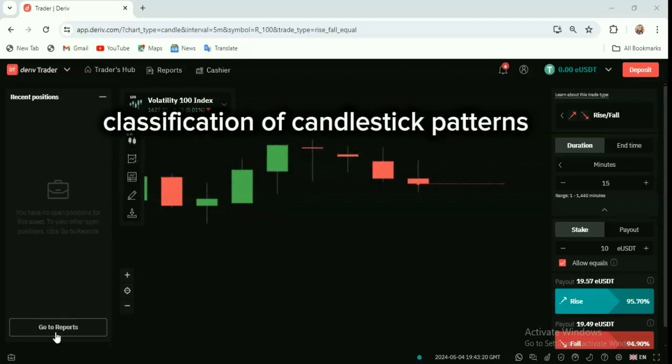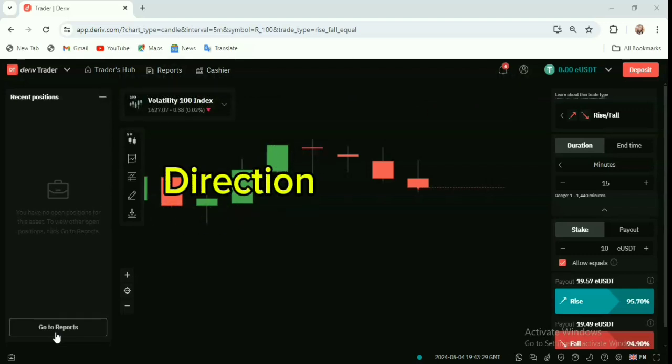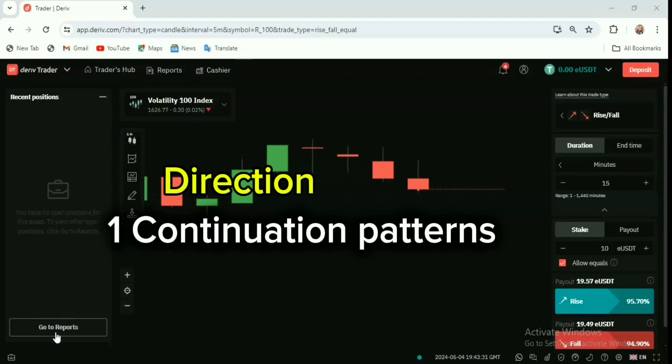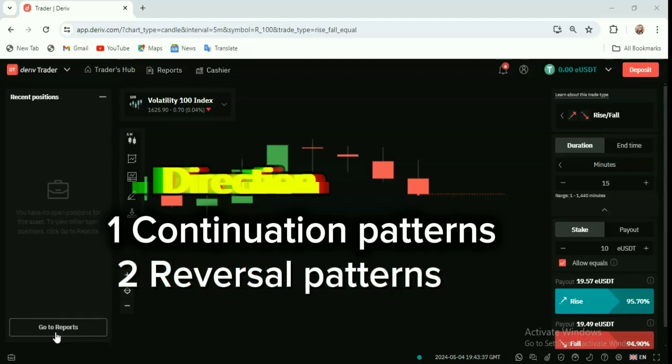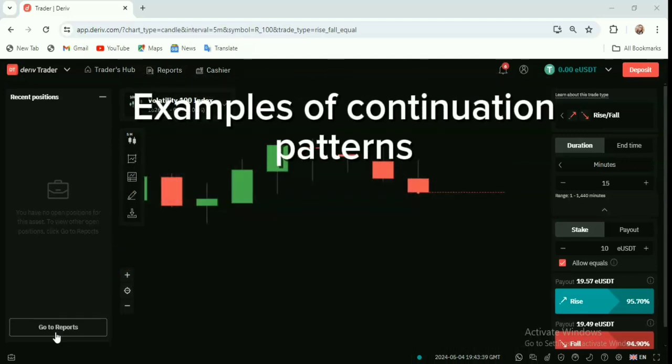So we move on to the second classification of candlestick patterns. The second classification is based on direction, which is subdivided into the following, namely: number one, we have the continuation patterns. Number two, we have the reversal patterns.